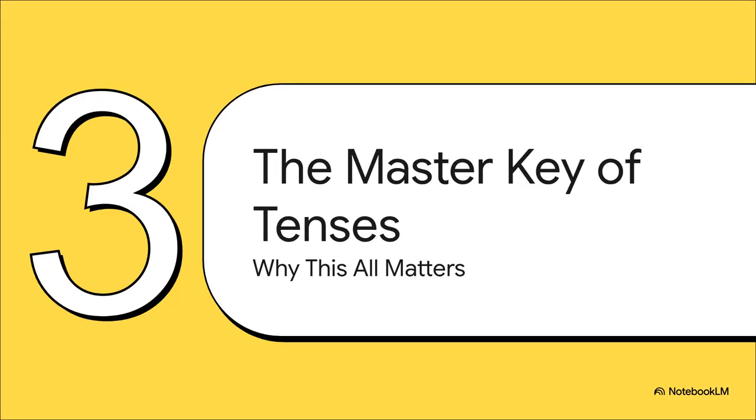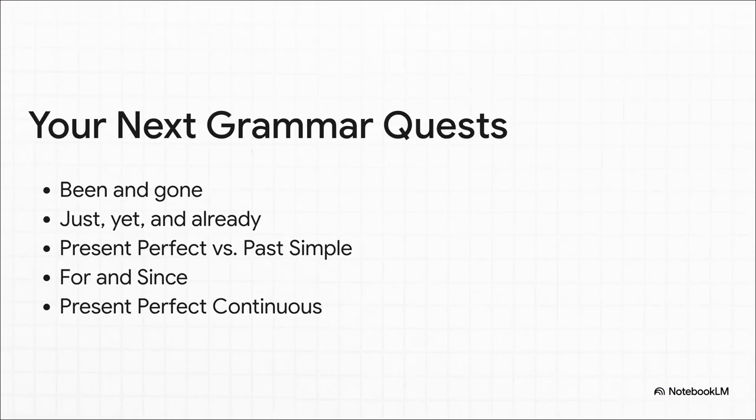So why do we even care about mastering this one tense? Is it just for solving kitchen mysteries? Nope. It's because this tense is like a master key. Once you have it, it unlocks a whole bunch of other doors in English. It's a real game changer. I mean, just look at all of this. Think of these as your next quests. Once you get the present perfect simple, you can finally tackle all these other tricky concepts. Things like the difference between been and gone, or knowing exactly when to use just, yet and already. It all starts with the foundation we've just built together.